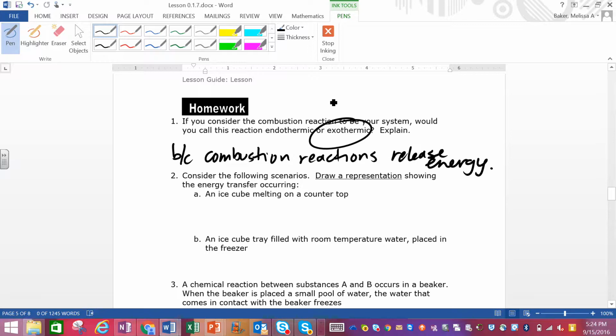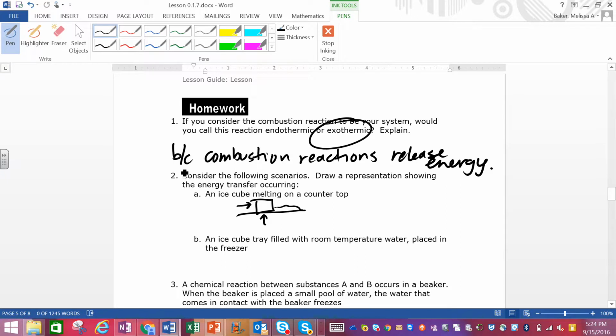Consider the following scenarios. Draw a representation showing the energy transfer happening. First, there's an ice cube melting on the countertop. So draw a little water there. Energy from the counter is being transferred to the ice cube, and energy from the air.